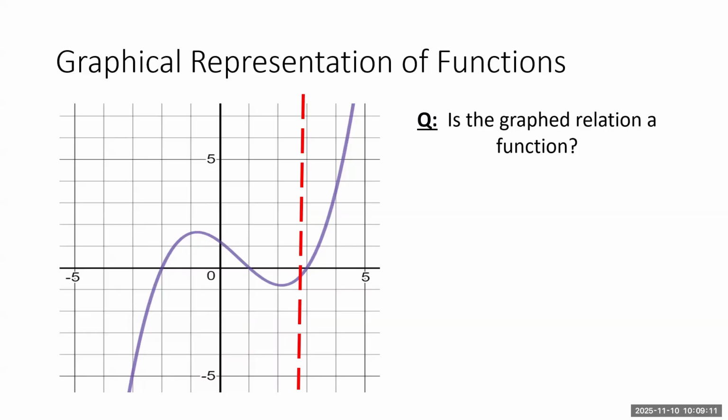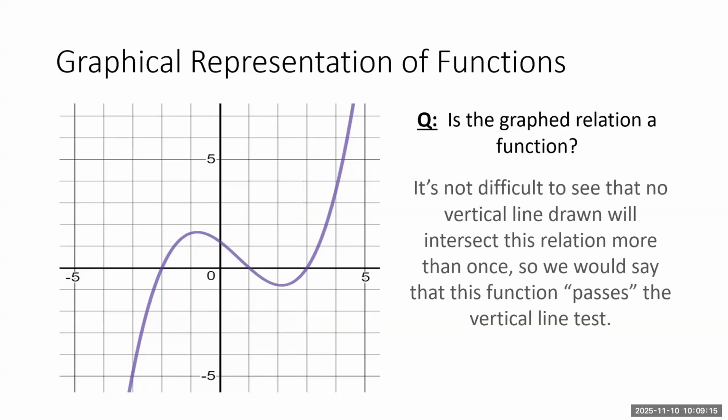These lines were all drawn at random, and they were meant to display a pattern. It's not difficult to see that no vertical line drawn will intersect this relation more than once. So we would say that this function passes the vertical line test. Thus, it is a function.